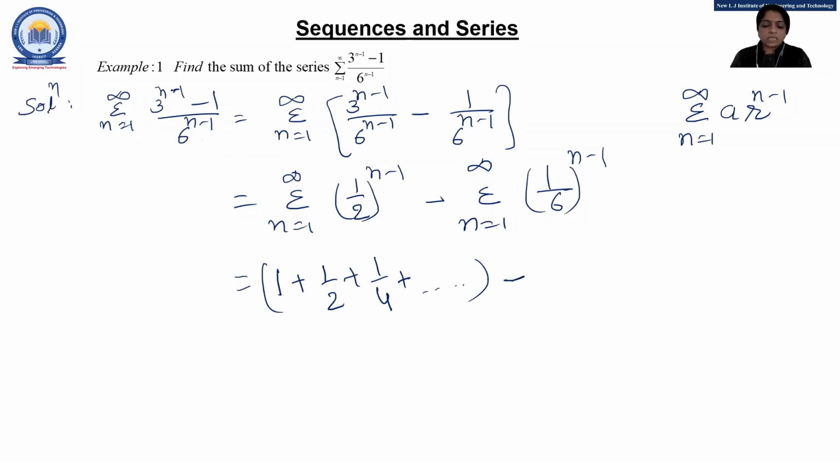Similarly, for the second series, my first term is 1, my second term is 1 by 6, then 1 by 36, that is a r squared, and so on. So these are my two different geometric series. The ratio of the first series is 1/2, and the ratio of the second series is 1 by 6.